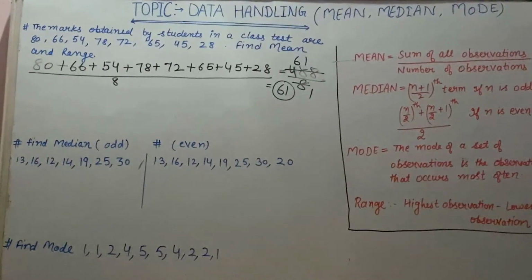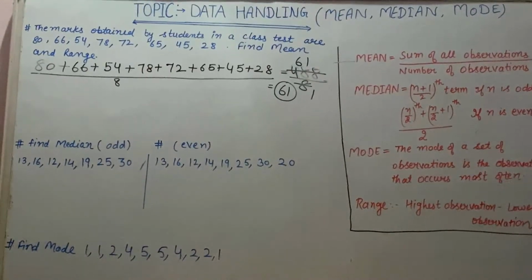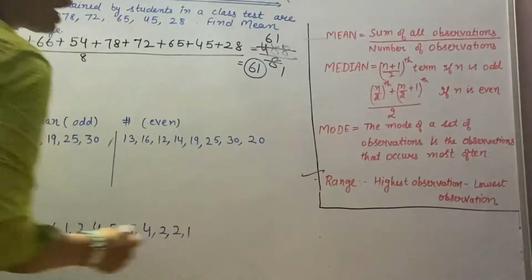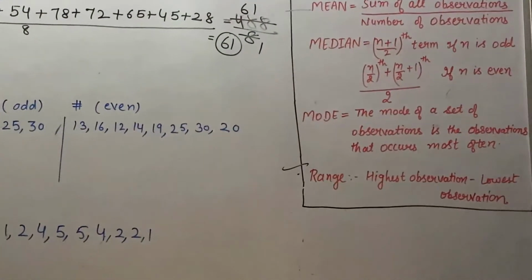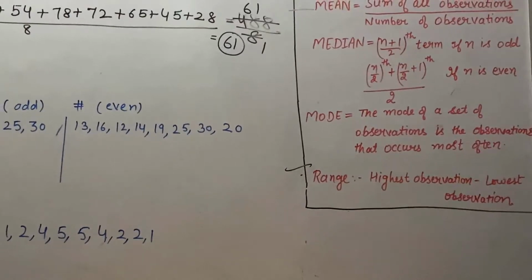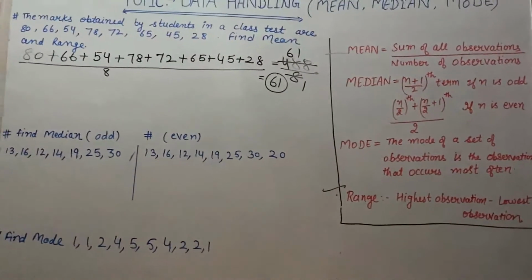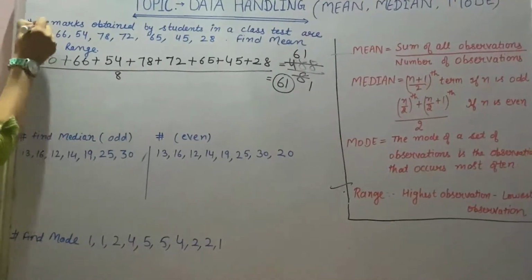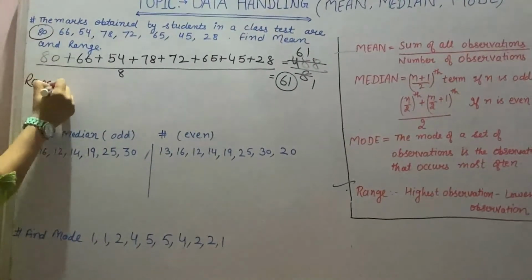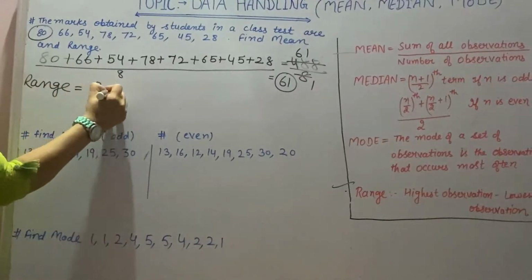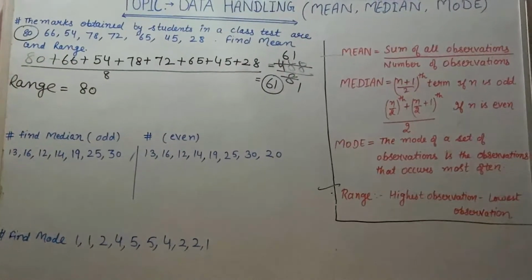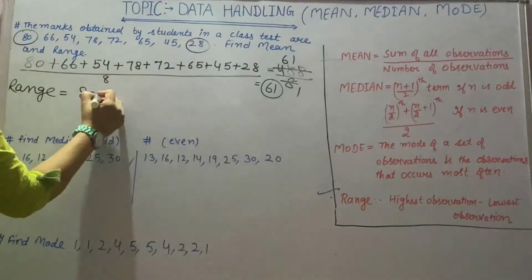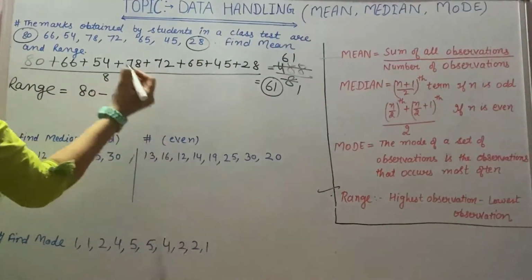Second, we have to find out the range. Now what is the formula to find range? Range is equal to highest observation minus lowest observation. Now here, what is the highest observation? 80 is the highest observation. And what is the lowest observation? The lowest observation is 28, so minus 28.